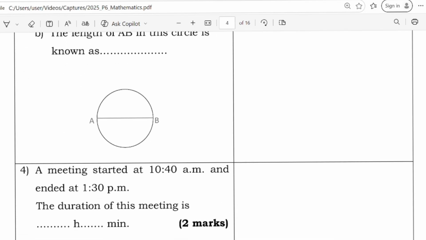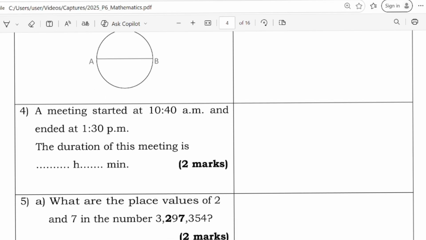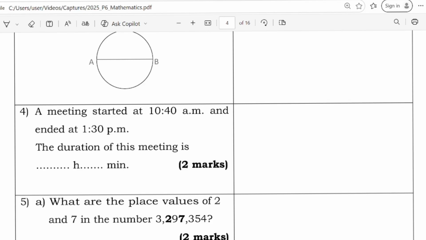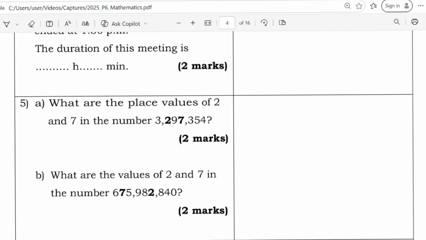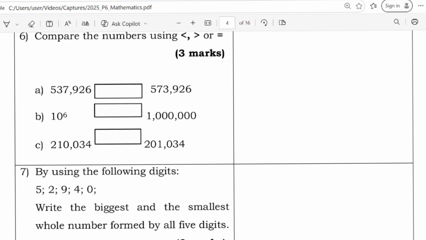Then question number 4 is about time or durations. The meeting started at 10:40 and ended at 1:30 p.m. So you should state the duration of the meeting so that you can get these 2 marks. Question number 5 was about saying the place value of the numbers 2 and 7. From this number, you see that 2 and 7 are bold. And then B was also to say the place values of 2 and 7.